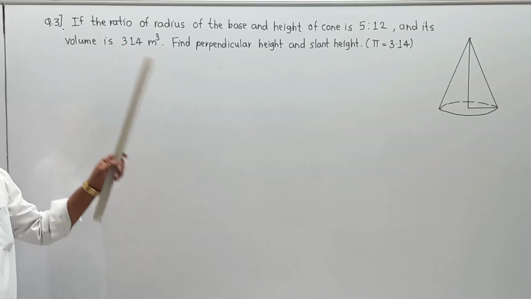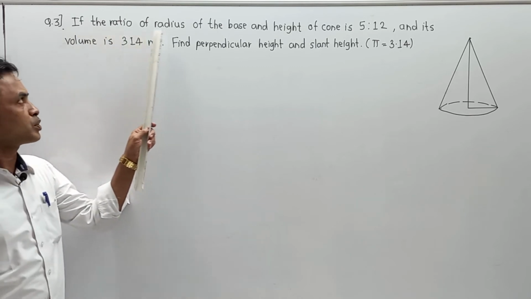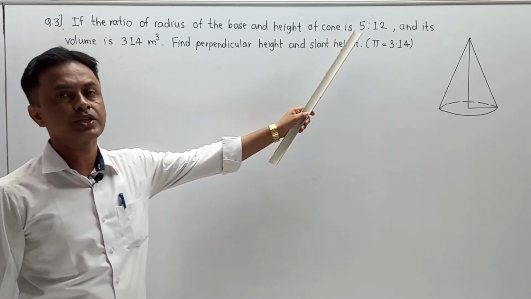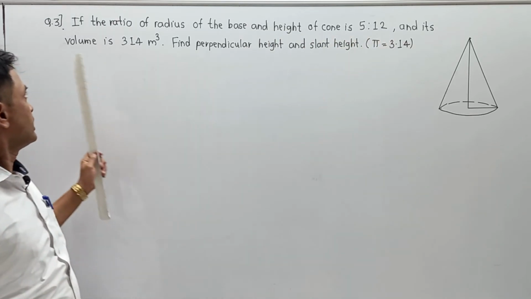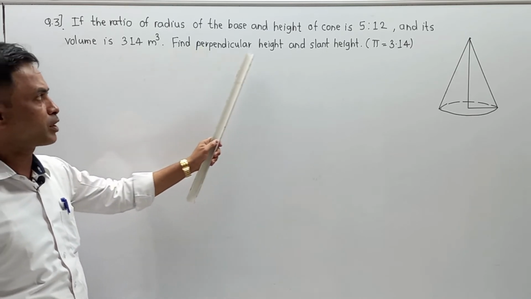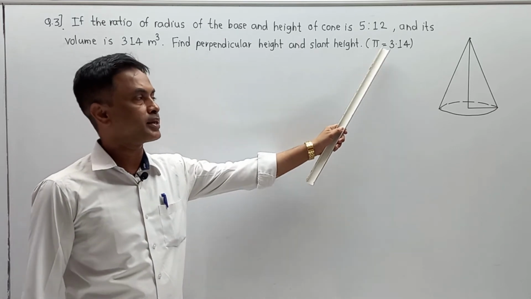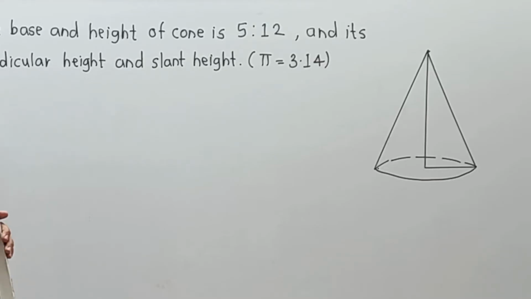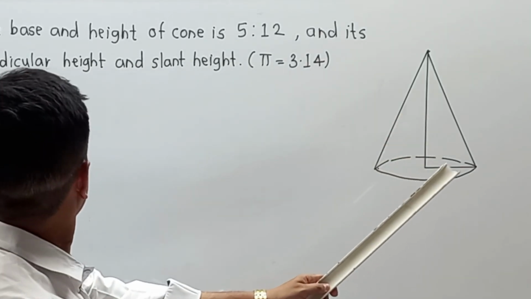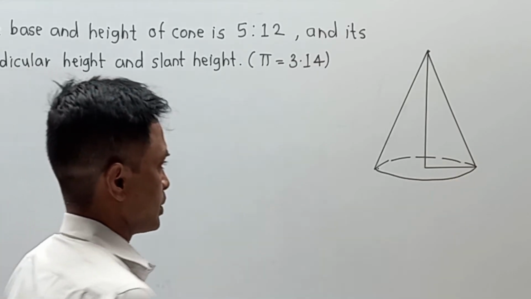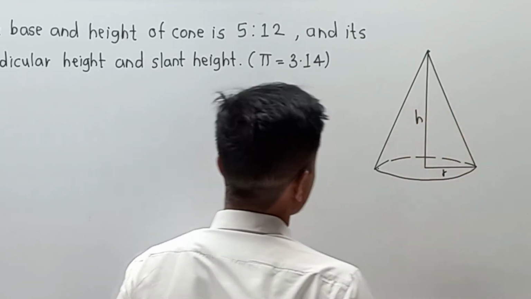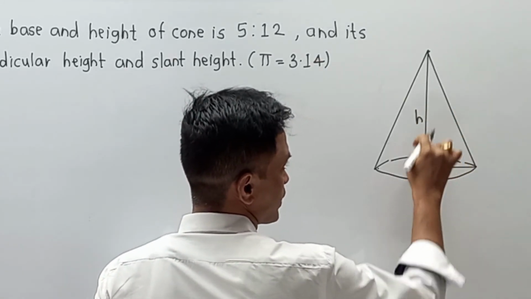Now moving to question number 3. If the ratio of the radius of the base and height of a cone is 5:12 and its volume is 314 cubic meter, find the perpendicular height and the slant height. Pi is 3.14. Now we are trying to understand the same numerical from a diagram point of view.